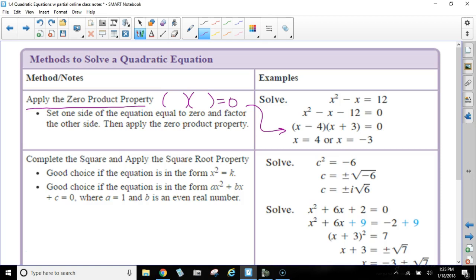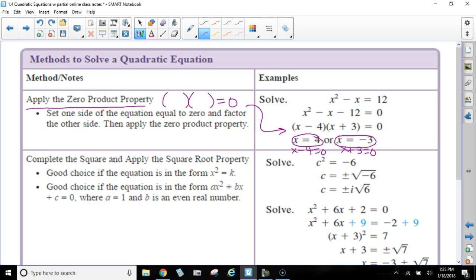Then we set each factor equal to 0. This came from setting x minus 4 equal to 0, adding 4 to both sides. That's how they got that. And then this solution of x equals negative 3 came from when we set x plus 3 equal to 0, subtract 3 from both sides. That's how they got that one.